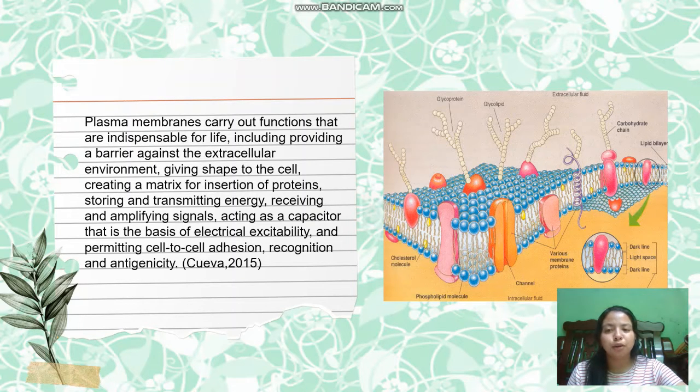Plasma membranes are the outer layer of an animal cell. Plasma membranes carry out functions that are indispensable for life, including providing a barrier against the extracellular environment, giving shape to the cell, creating a matrix for insertion of proteins, storing and transmitting energy, receiving and amplifying signals, acting as a capacitor that is the basis of electrical excitability, and permitting cell-to-cell adhesion, recognition, and antigenicity.